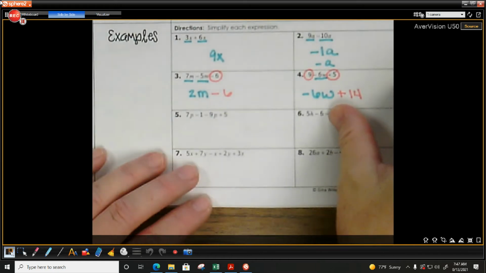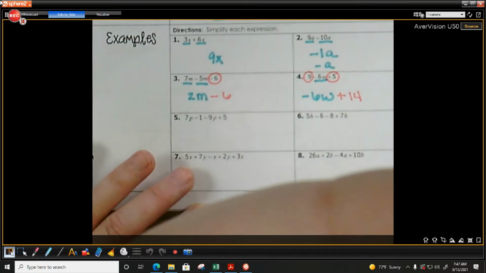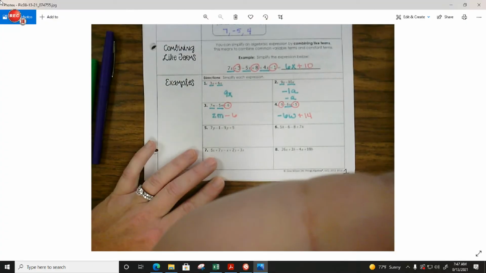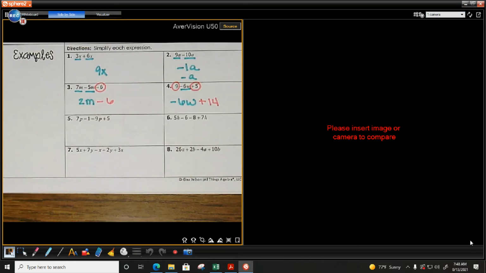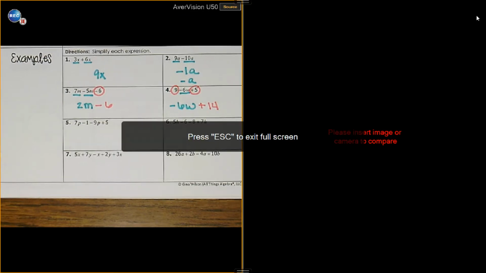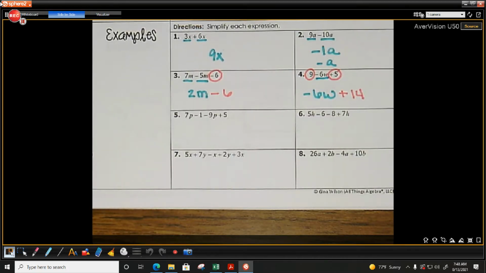Okay? I don't know why the screen's so bad. Is that a little better? That does look a little bit better, right? A little clearer?